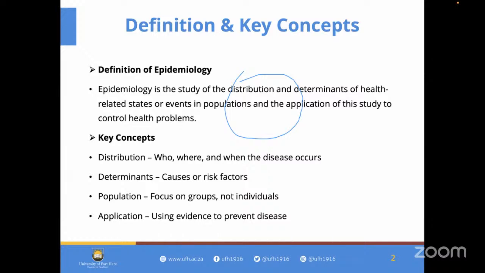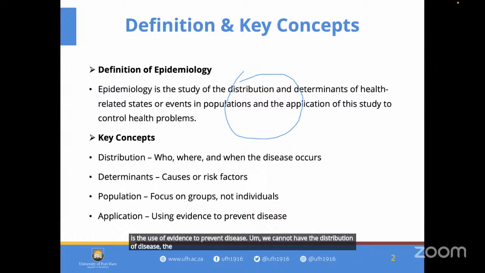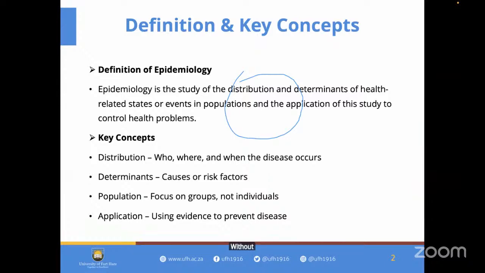The third one is population, which focuses on either a group of people or just an individual. And lastly, but most importantly, is the use of evidence to prevent disease. We cannot have the distribution of disease, the determinants of disease, and the population that are affected without doing anything to control or to reduce these causes of disease or any health-related problem that we're interested in.